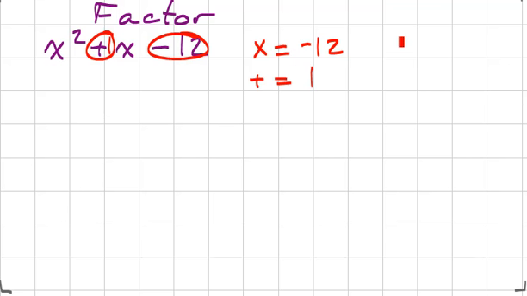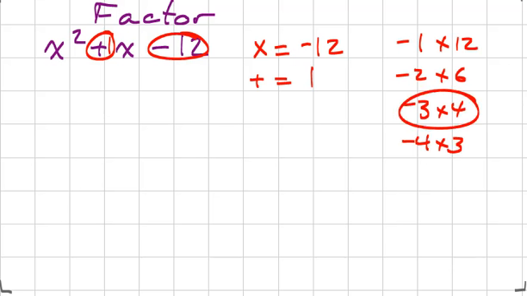So if those numbers come to your head, great. If not, in this case, you have to make a list. A positive and a negative number to multiply to a negative that add to a positive. So I could have negative 1 times 12, and negative 2 times 6, negative 3 times 4, negative 4 times 3. Oh, wait a minute. I can see right here two numbers that multiply to give negative 12 and add to give 1.